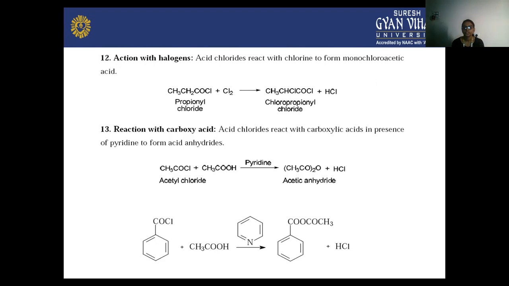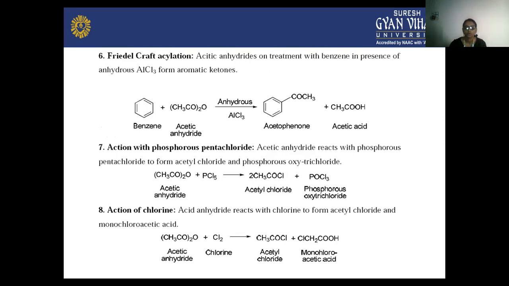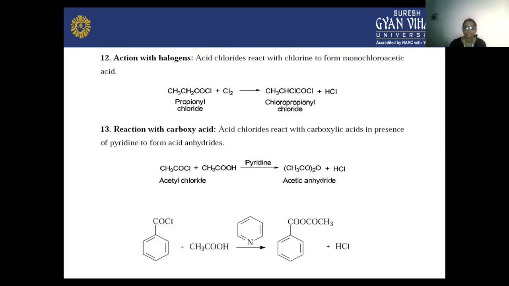So in this, you can see there is a reaction with halogen. This is the 12th method of the preparation, and in this, the acid chloride is reacting with the chlorine, and there is a formation of monochloroacetic acid. And in this, the propanoyl chloride, this is the 3rd member of the acid chlorides, and then this propanoyl chloride is reacting with the chlorine, and there is a formation of chloropropanoyl chloride plus HCl.